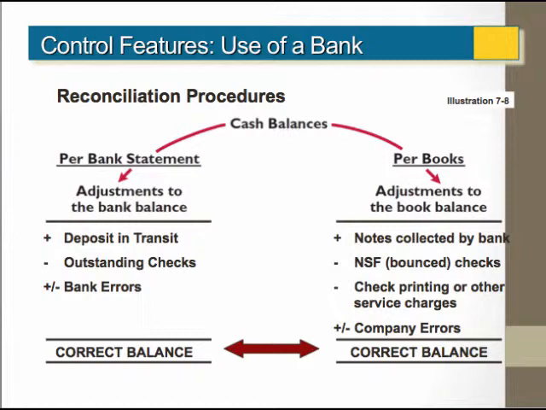We can look at the two columns individually. The balance per bank is coming from the bank statement, and we increase the balance per bank by the deposits in transit, and we subtract out any outstanding checks, and we'll either increase or decrease the bank statement for any mistakes that the bank may have made.